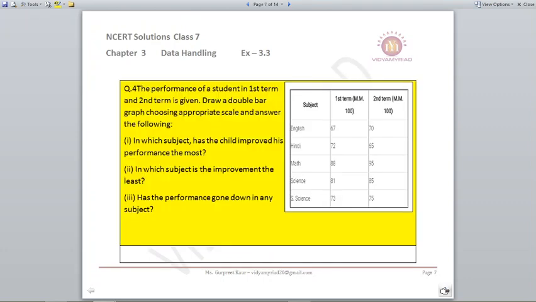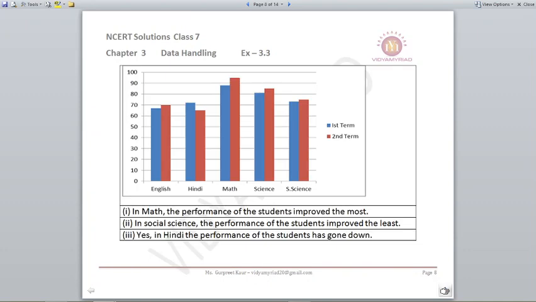Has the performance gone down in any subject? Gone down in any subject means your red bar, the second term marks, has gone down. Yes, in the case of Hindi the bar has gone down, so the performance of the student has gone down.